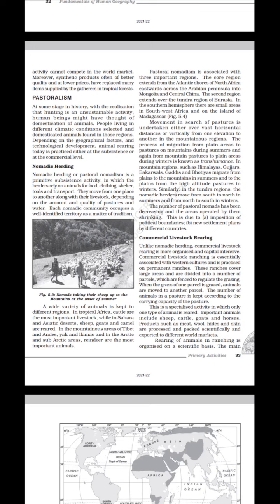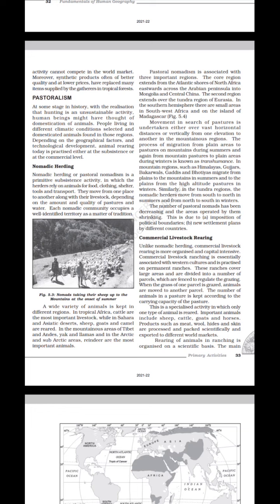Pastoralism. At some stage in history, with the realization that hunting is an unsustainable activity, human beings might have thought of domestication of animals. People living in different climatic conditions selected and domesticated animals found in those regions. Depending on the geographical factors and technological development, animal rearing today is practiced either at the subsistence or at the commercial level.